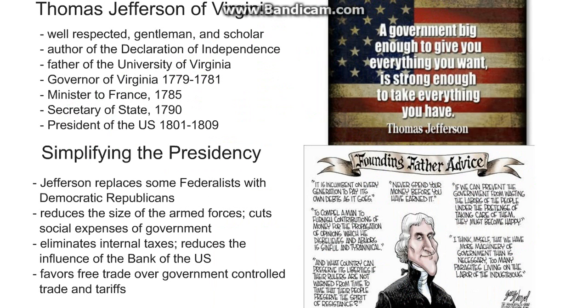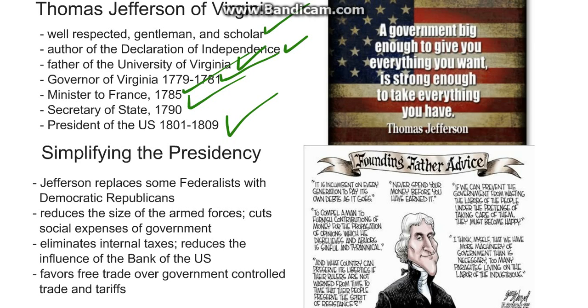Thomas Jefferson of Virginia. He was a very well-respected gentleman and scholar. He did some great things even before becoming president. He was the author of the Declaration of Independence. He was the father of the University of Virginia. He was governor of Virginia. He was a minister to France. He was Secretary of State under George Washington for 1 year until he stepped down. And then he will become President of the United States, and he will serve 2 terms.